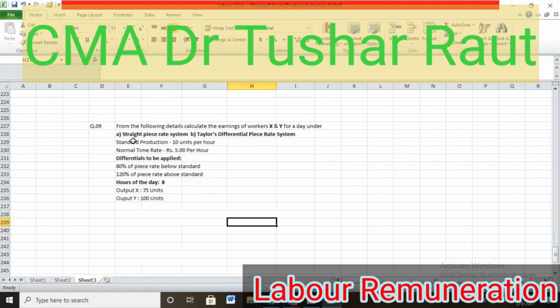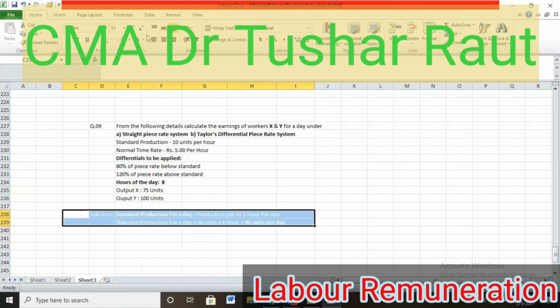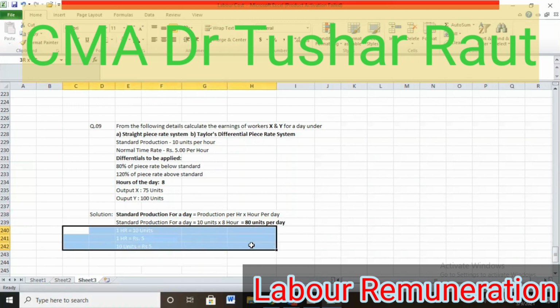The simple thing is that standard production is 10 units per hour. If you work for an hour, you should produce at least 10 units. The number of hours in a day is 8, so 8 into 10, 80 should be your standard production. What we expect is that your standard production should be 80 units per day. So if someone is producing more than that, he will be efficient, and if someone is producing less than that, he will be inefficient. That is the first thing.